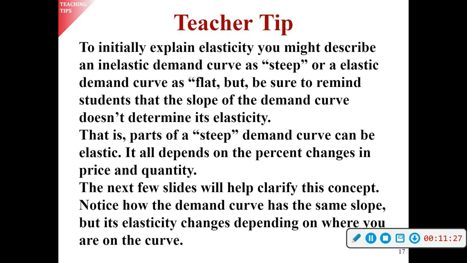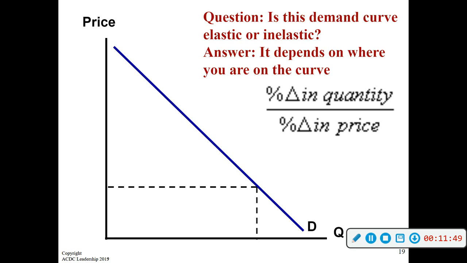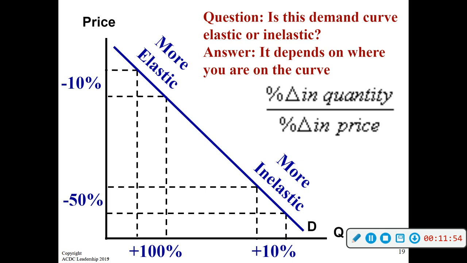So in a general sense, inelastic demand curves are steep. Elastic demand curves are more horizontal. But ultimately, it comes down to where you are on the curve that determines elasticity. So the further left you are on the curve, the more elastic the good is. So you can see a 10% change in price created a 100% change in the quantity.